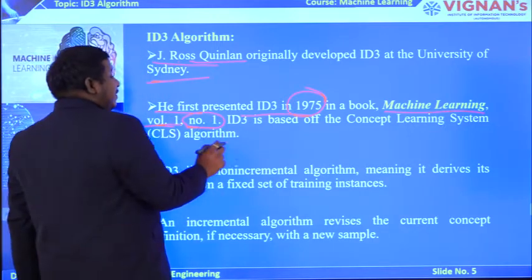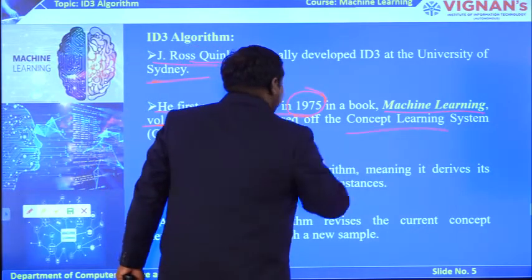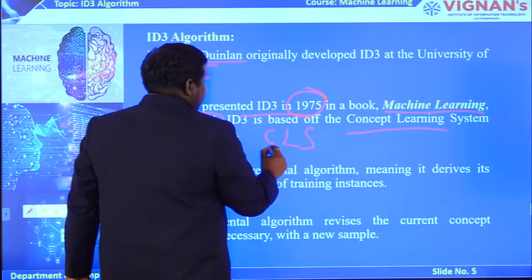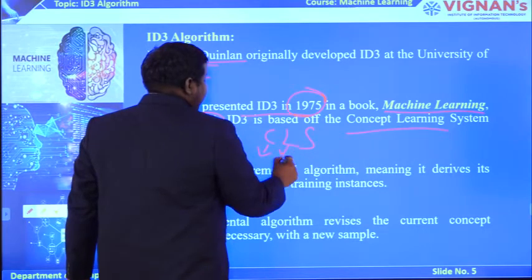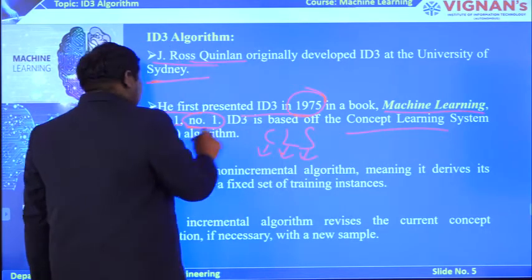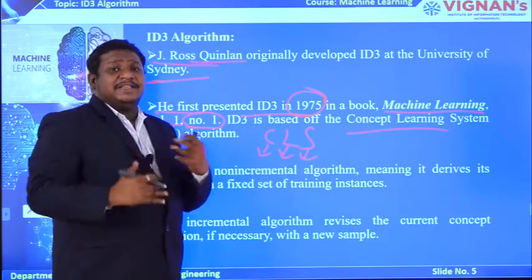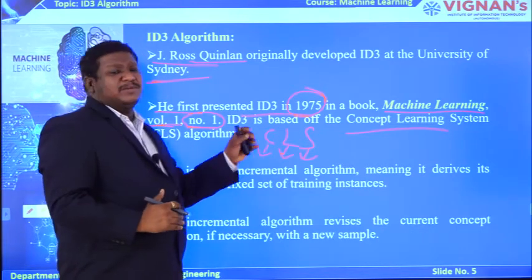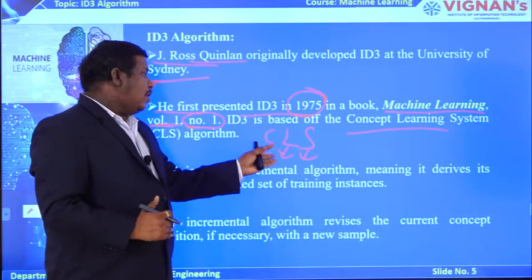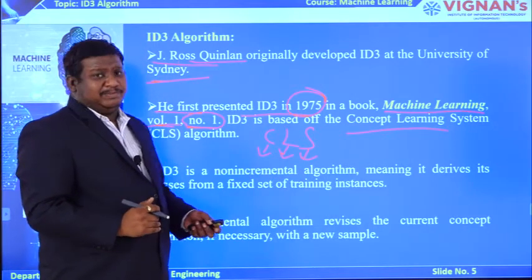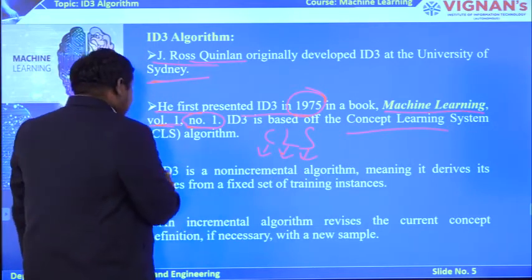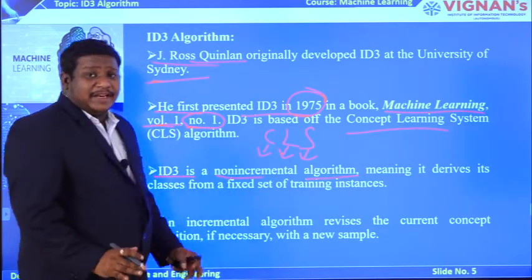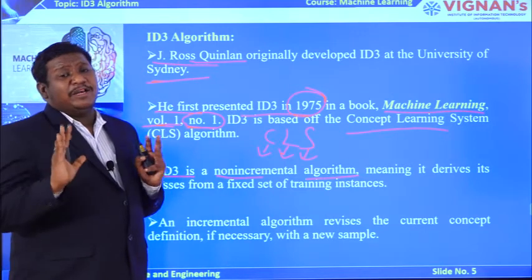This is based on the Concept Learning System algorithm, called CLS. C stands for concept, L stands for learning, S stands for system. So this ID3 algorithm has evolved from another algorithm, the CLS algorithm, which stands for Concept Learning System. Basically, ID3 can be taken as a non-incremental algorithm.